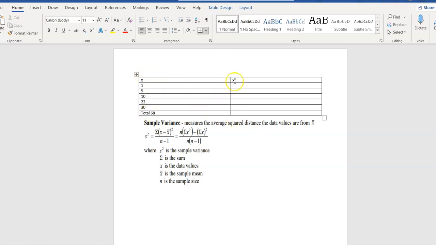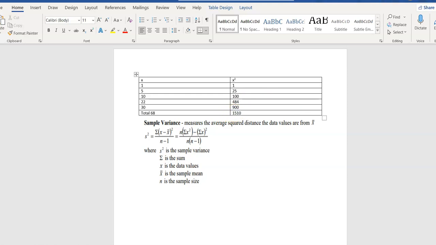All right, now, I made a second column that I'm calling X squared, and I'm going to square every single number in this column here. So I'm going to square the 1, which is 1, square 5, which is 25, square 10, 10 times 10 is 100, 22 times 22 is 484, and then 30 times 30 is 900. And now I'm going to add this column up. So 1 plus 25 plus 100 plus 484 plus 900. And that is 1510.